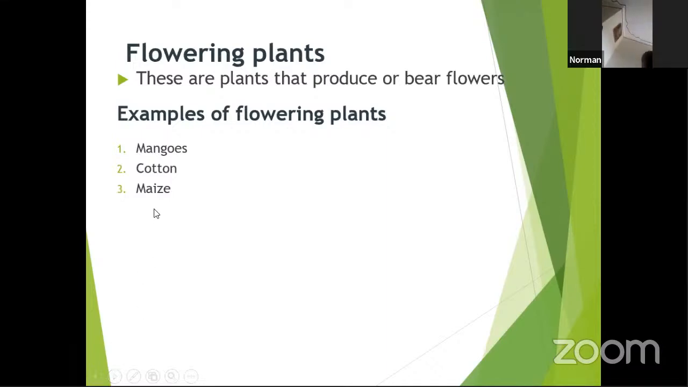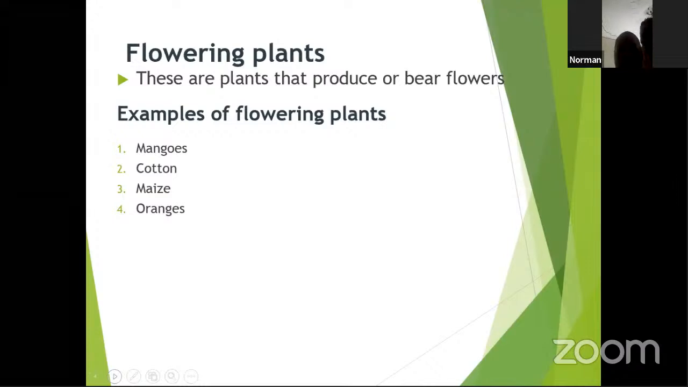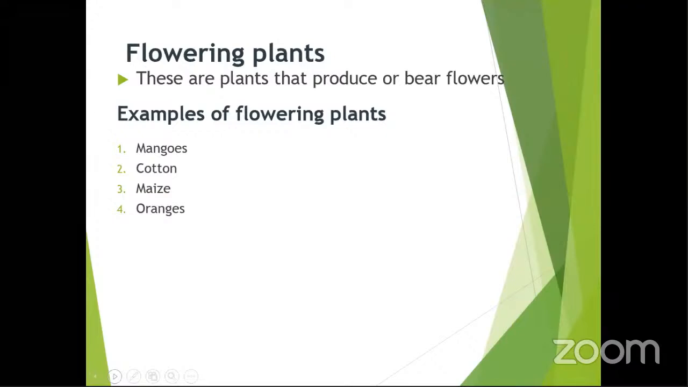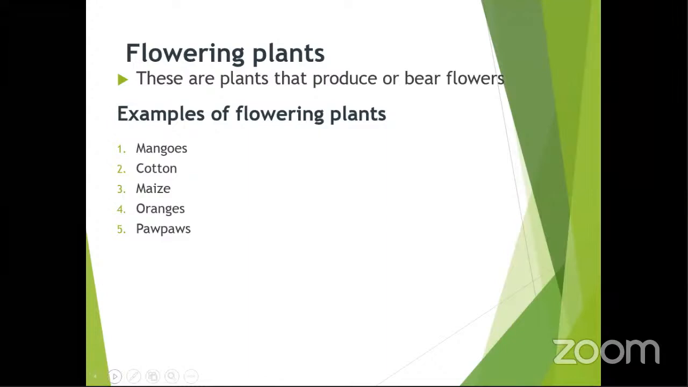Dennis, can you read first this? Dennis is not speaking. Maize. That is maize. Norman, can you read for this? Oranges. Oranges, correct. Nasha, can you read for that? Apples, correct.